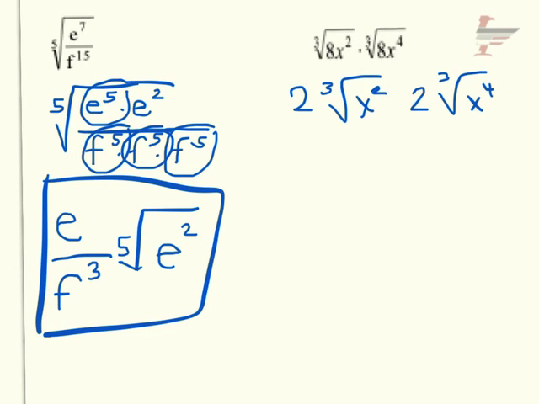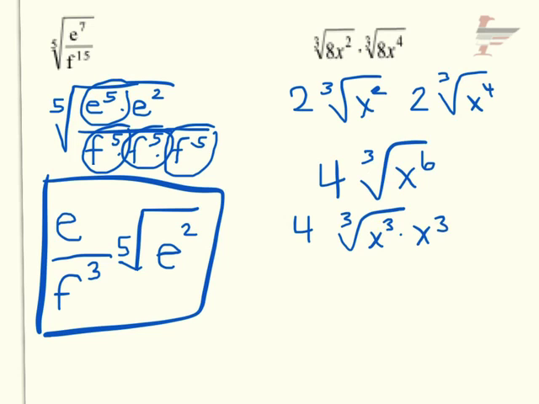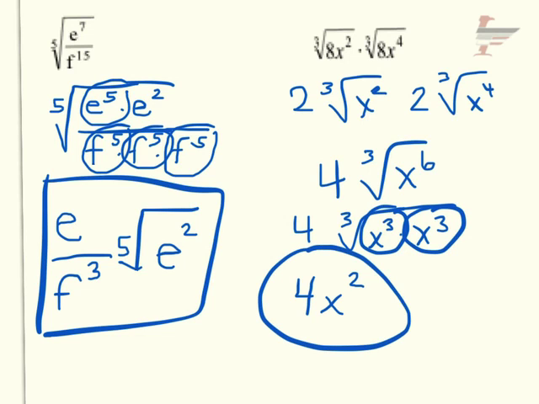So I'm going to multiply these now. 2 times 2 is 4, and I can multiply them because they're both outside the radical, and third root times third root, I can multiply the x's, so x squared times x to the 4th is x to the 6th, and I'm going to rewrite the x to the 6th as thirds to see that I have 2 perfect thirds. So I'm going to bring out an x and another, which makes it x squared, and I have nothing left in the radical, so it's a nice perfect cube.